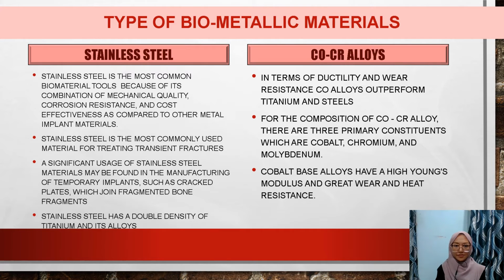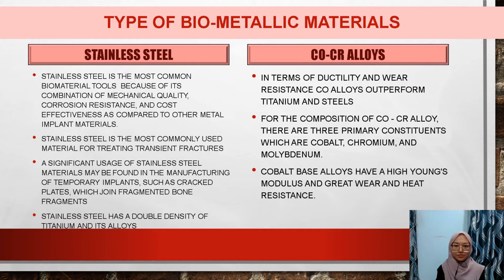Next, we move to types of biometallic materials. First is stainless steel. Stainless steel is the most common biomaterial because of its combination of mechanical qualities, corrosion resistance, and cost effectiveness as compared to the other metals. Stainless steel is the most commonly used material for treating transient fracture. A significant usage of stainless steel may be found in the manufacturing of temporary implants. Stainless steel has double the density of titanium and its alloy.